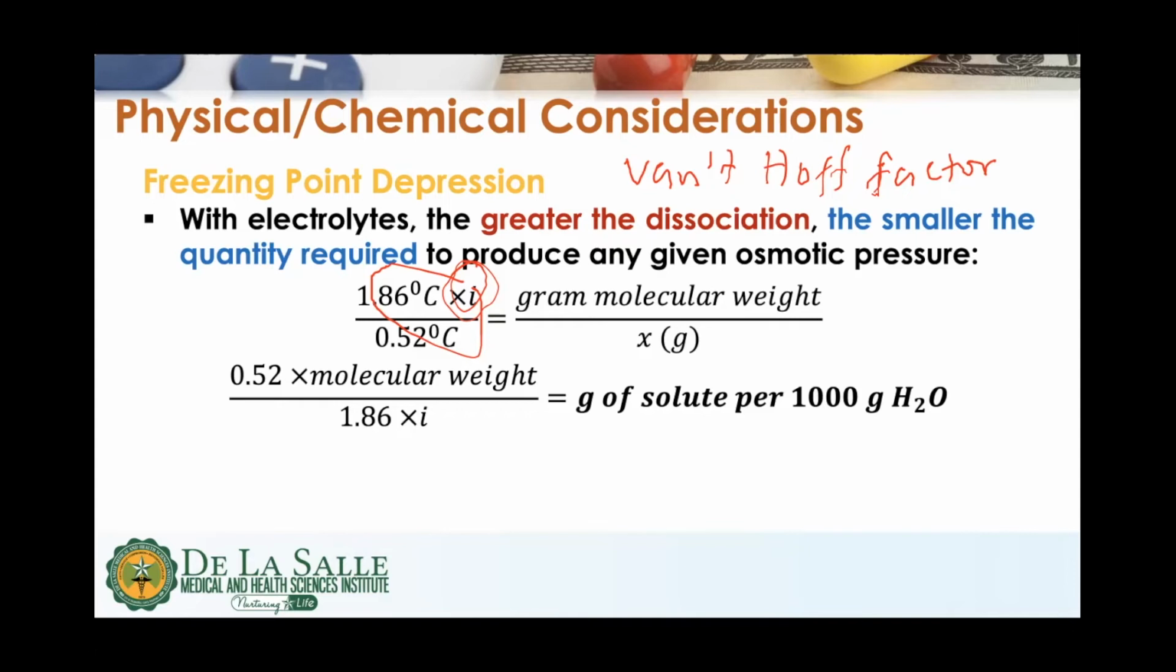Now, going back to the proportion that we used before, we simply multiply i by 1.86 degrees Celsius, and the rest remains the same. In that way, we can rearrange the formula in order to determine the weight of the solute per 1,000 grams of water to be equal to 0.52 degrees Celsius, which is the freezing point depression of an isotonic solution, times the molecular weight of the solute divided by 1.86, which is the cryoscopic constant or the freezing point depression factor of water, times i, which is the dissociation factor of the solute.